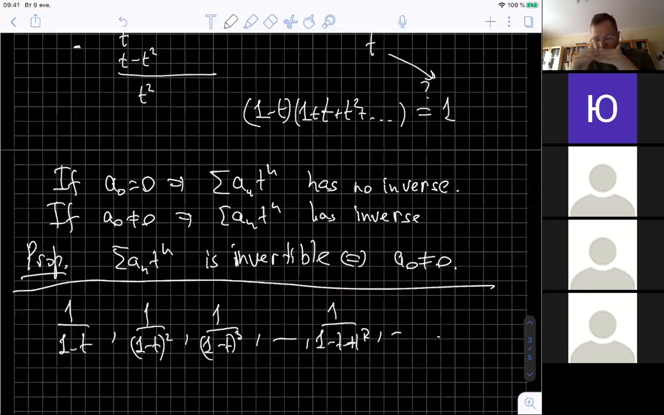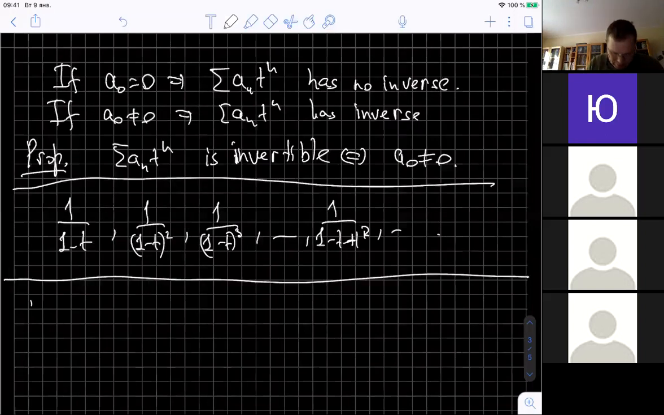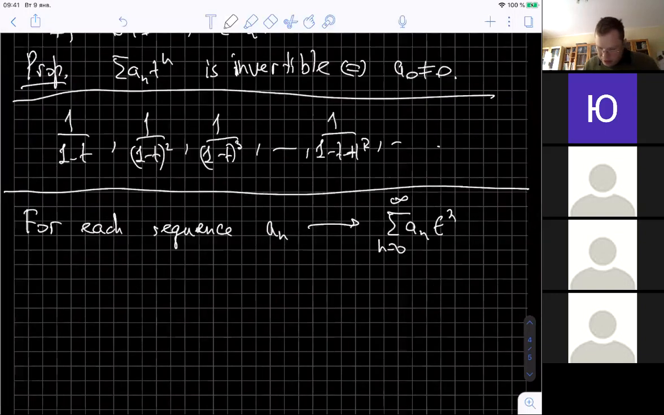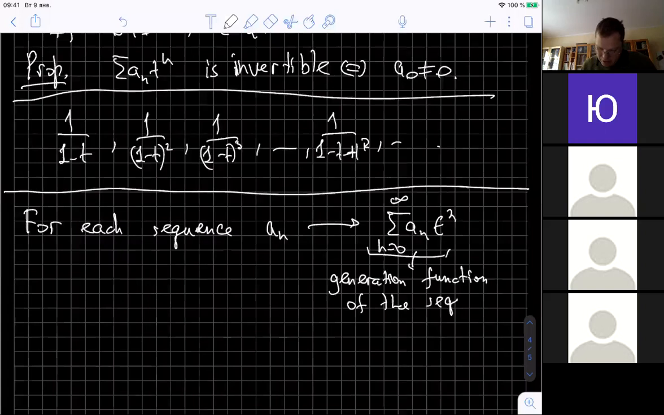And how can we use it? For example, consider, so for each sequence, as in the previous lecture, we could consider the corresponding formal power series, and usually this is denoted by the generating function of the sequence an.